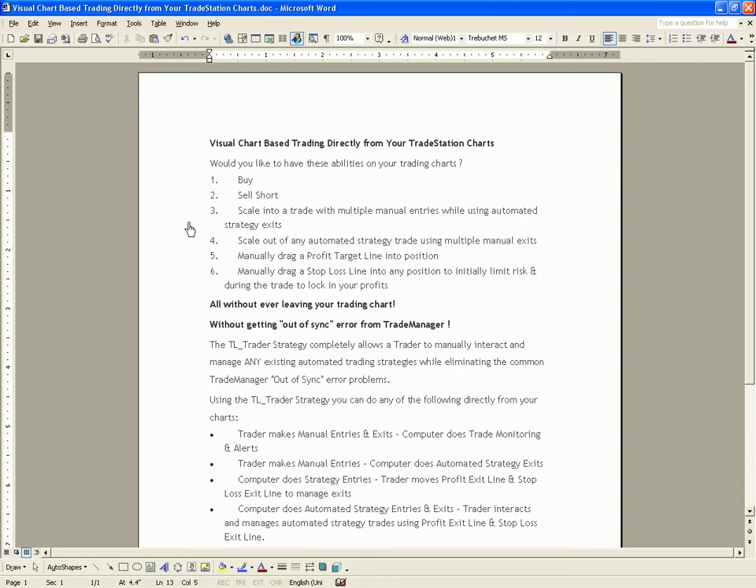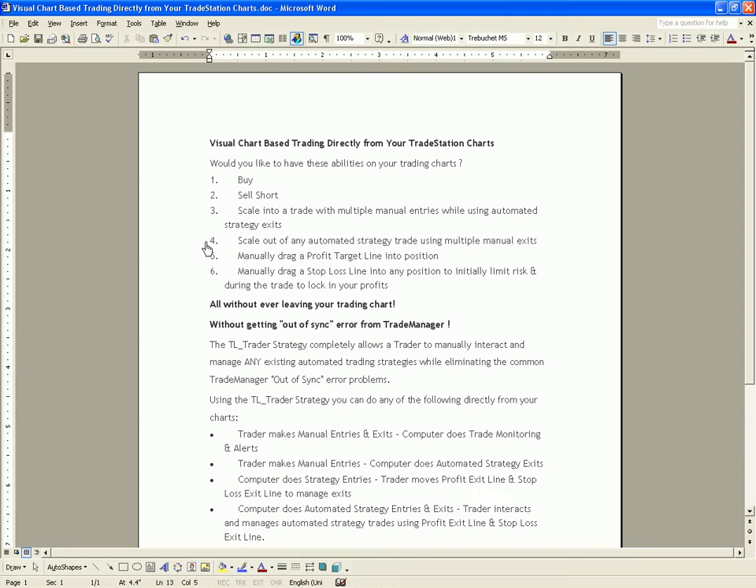First off, would you like to be able to have the abilities on your trading chart to be able to buy directly from your chart or sell short directly from your chart? Scale into trades with multiple manual entries while using automated strategy exits, so you can intermix the discretionary piece with the automated piece, or scale out of any automated strategy trade using multiple manual exits.